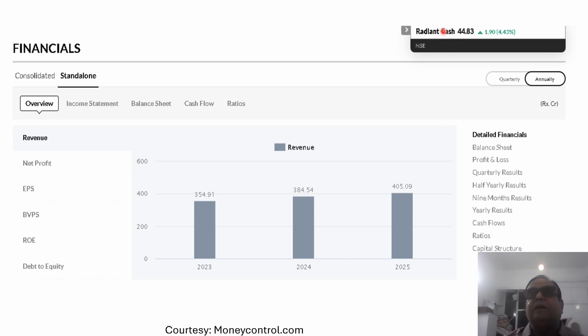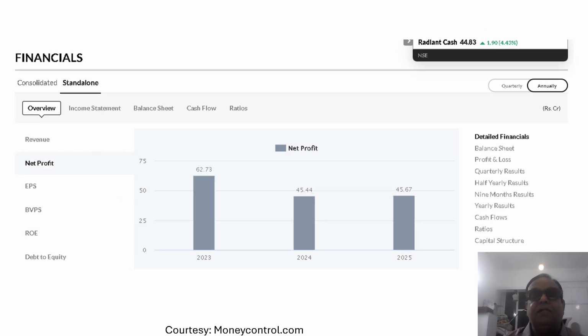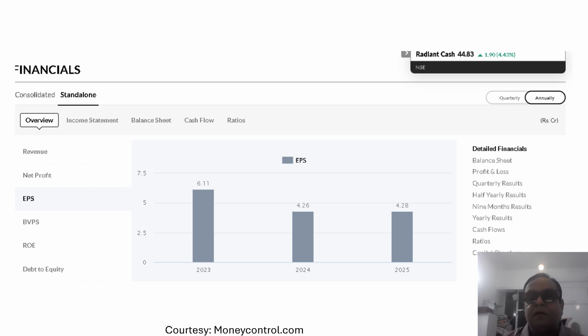That is Radiant, the same company, Radiant Cash System. Price is close to 45. Now I'm talking about annual, and I think this is a 3 years old IPO. So look at the revenue part. You can see the revenue is increasing. So you should be happy that over 3 years the revenue is increasing. Similarly, the profit, forgetting the first year, is almost stable. I don't say it is declining. It is increasing. Similarly, earning per share is also good to watch.